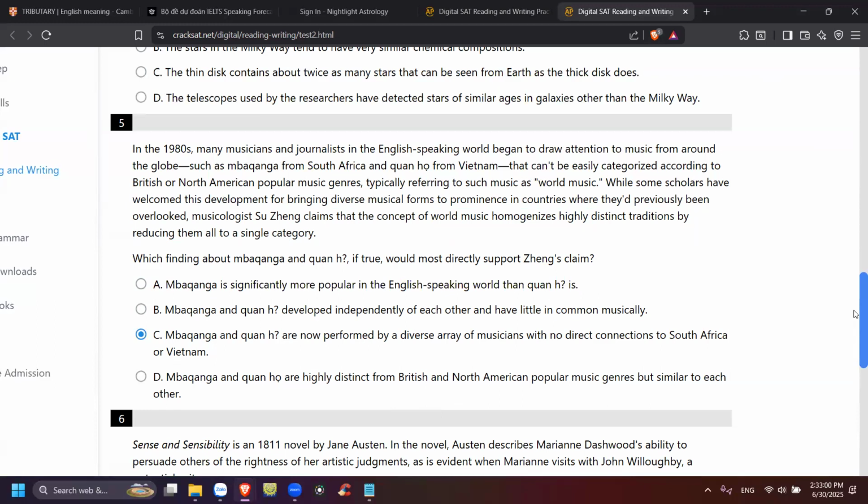They say Quan họ and Bawanga are now performed by a diverse array of musicians with no direct connection to South Africa or Vietnam. It means it's being made like international music, right? So, world music. So it's being homogenized, đang bị cào bằng, đang bị làm cho y chang như nhau. It's like globalization, you know. Right, I see.